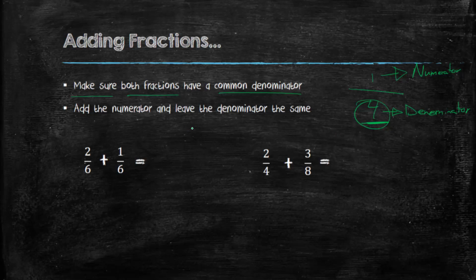Now, once you've done that, to add a fraction is very easy. All you have to do is add the numerators and leave the denominator as is. So I've got two examples here. Let's look at this: 2 over 6 plus 1 over 6.